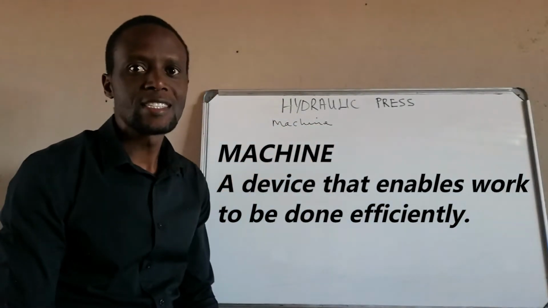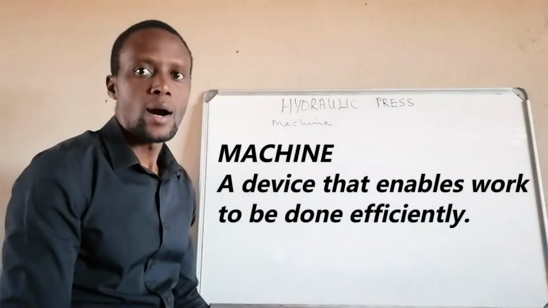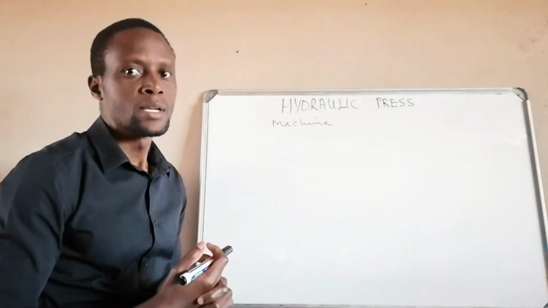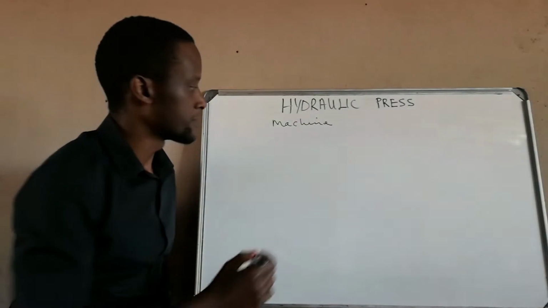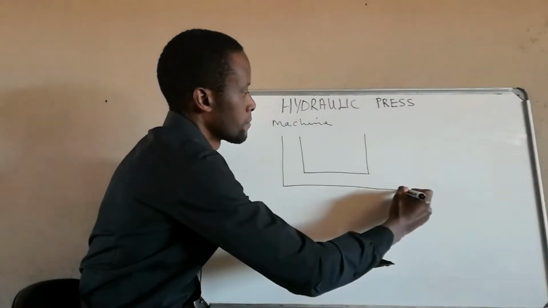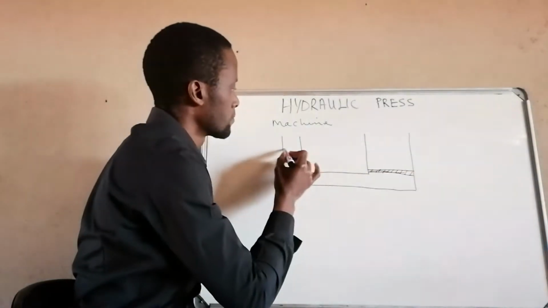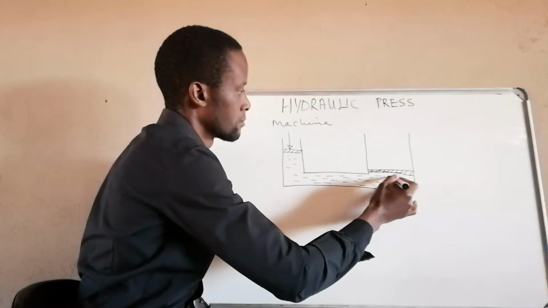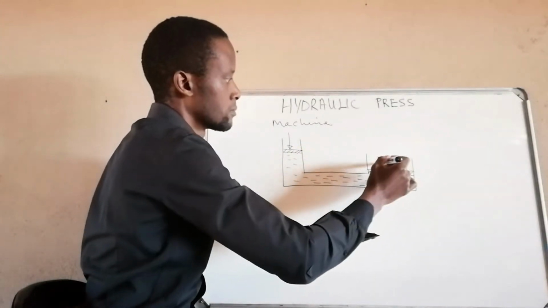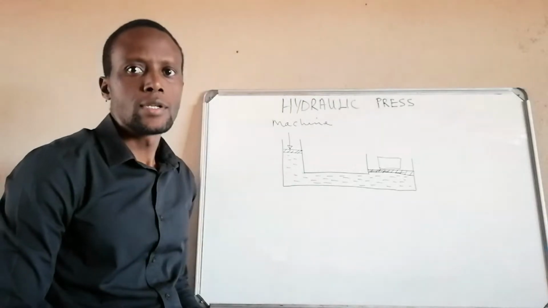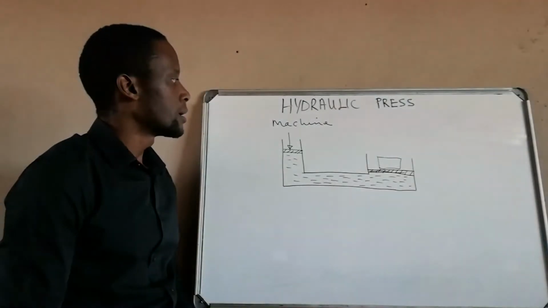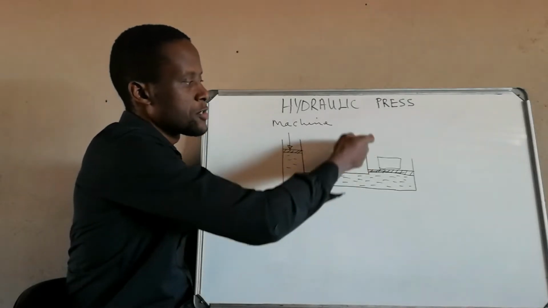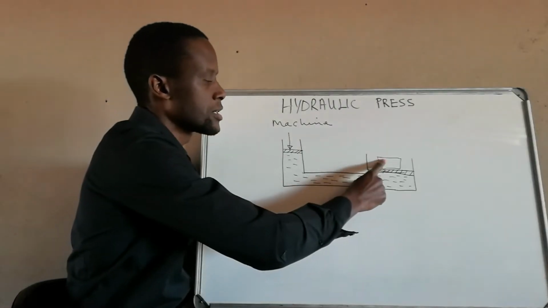And what we know about a machine is that a machine is a device that makes our work easy, that enhances our work or makes work easy for us to do. A simple illustration of it would look like this. Alright, so a hydraulic press will look something like this. It will have 2 parts, where you are applying the force and where the force is being received. In this case, I've drawn an object on this part.